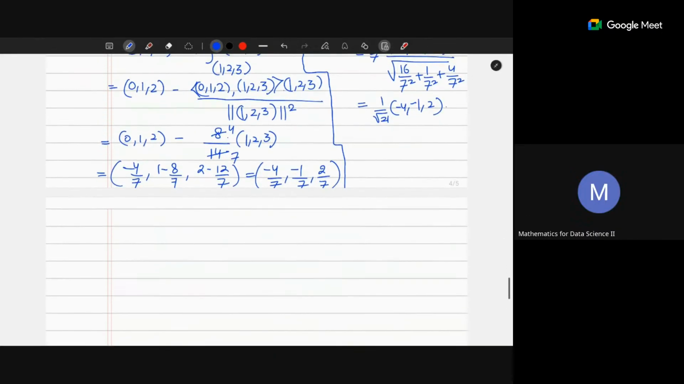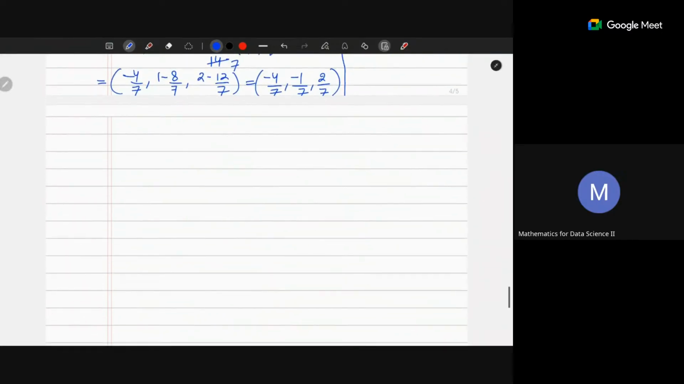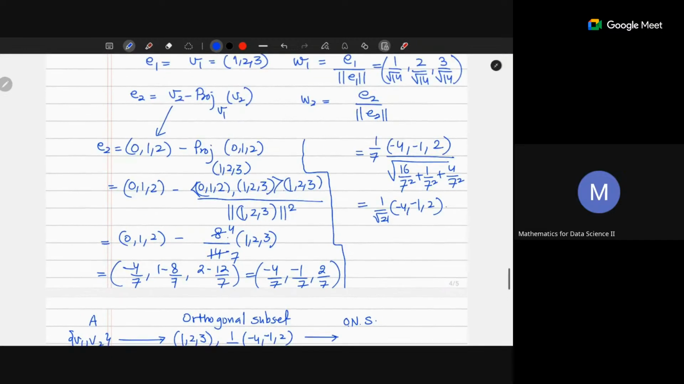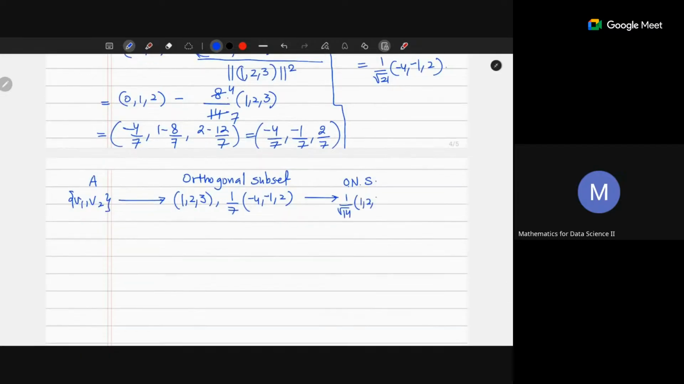Now, what you have done is converted your linearly independent set A, which is V1, V2, into an orthogonal subset, which is 1, 2, 3 and 1 by 7 times minus 4, minus 1, 2, and then an orthonormal subset, which is 1 by square root 14 times 1, 2, 3, and 1 by square root 21 times minus 4, minus 1, 2.